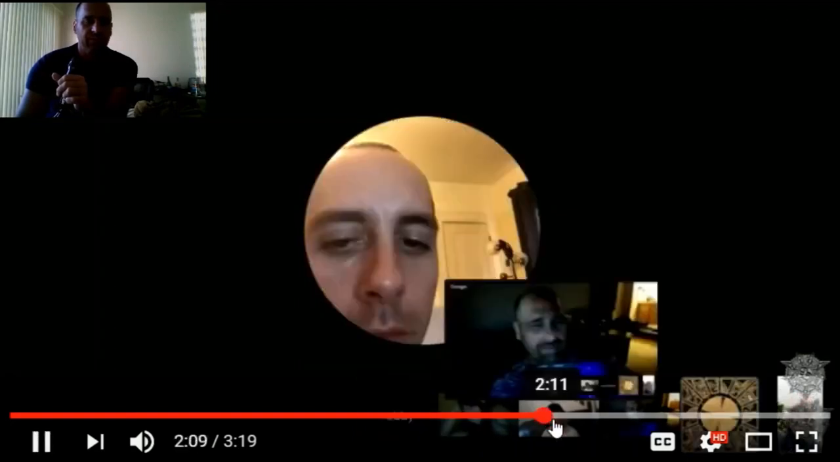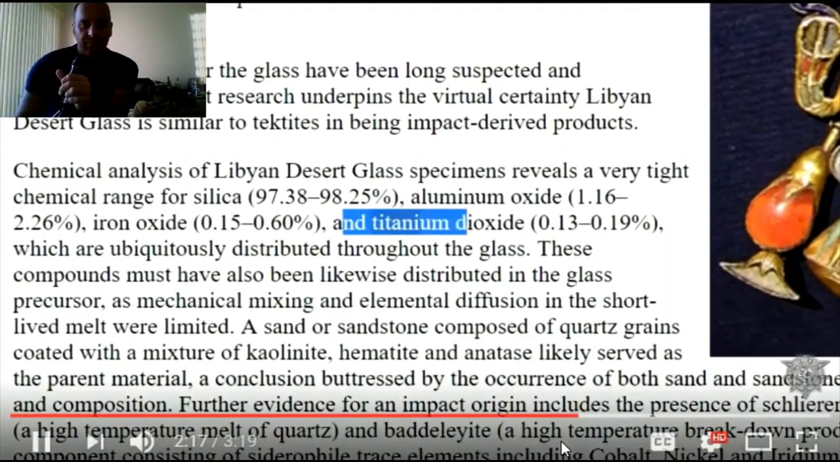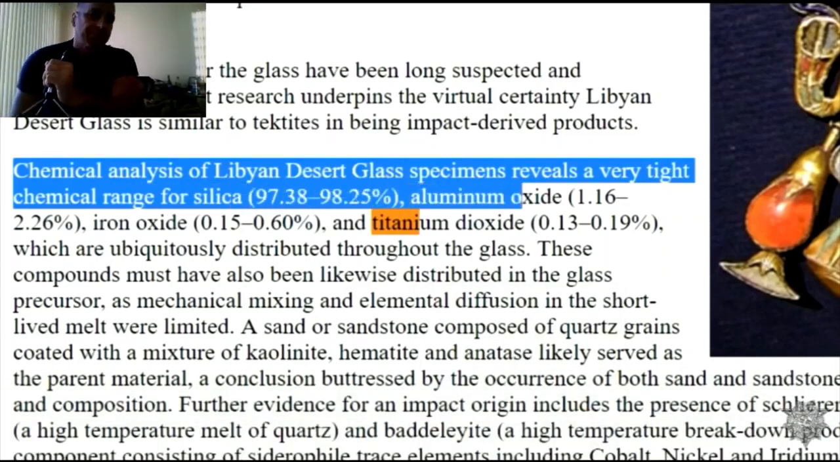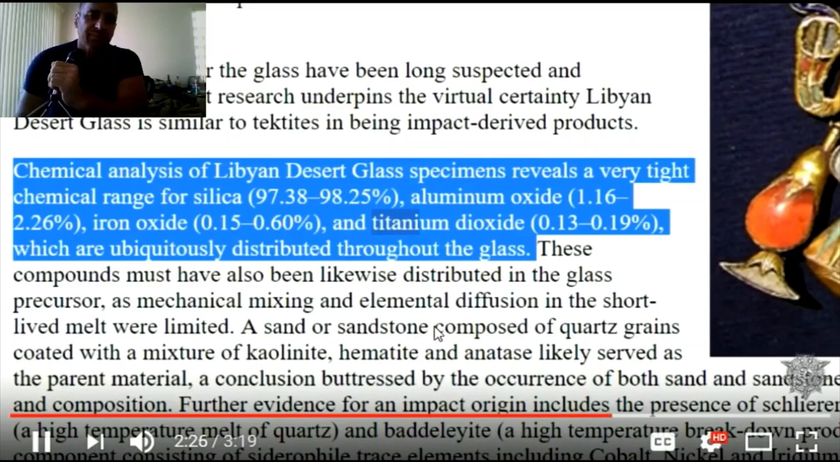Did you know that the chemical analysis of Libyan desert glass has titanium dioxide in it? That's crazy, right? I didn't even know that. I just googled it right now. Telling you, man, it's some interesting stuff.